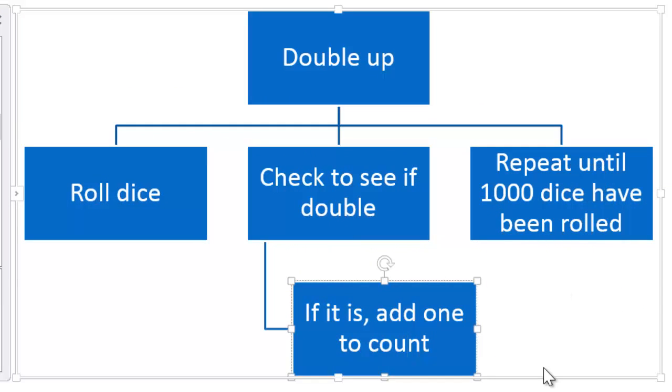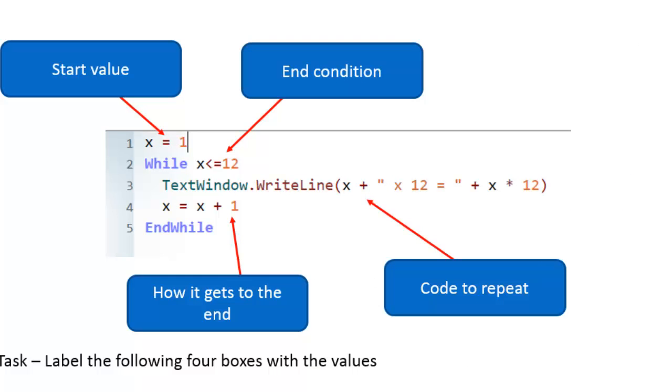Now we've already seen that repeat uses a while loop. We need to use the while loop for this. Now we've already seen how a while loop is structured. We need a start value, an end condition, how it's going to get to the end, and what code it's going to repeat. Well, I need to roll 1,000 dice. So it's going to start at the value of 1 and it's going to end when it's 1,000.